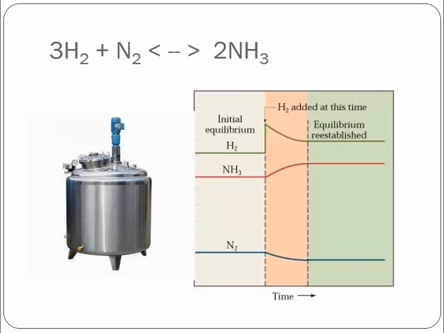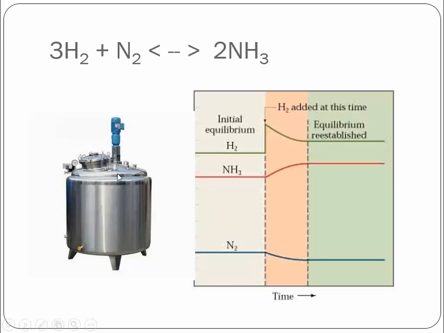So for instance, take this reaction right here. Nitrogen plus hydrogen making ammonia, NH3. So let's say initially I mix nitrogen and hydrogen in this fancy little vessel here. I let them start to react. They go back and forth. But then after a while, we reach this equilibrium state where all three amounts are staying steady.